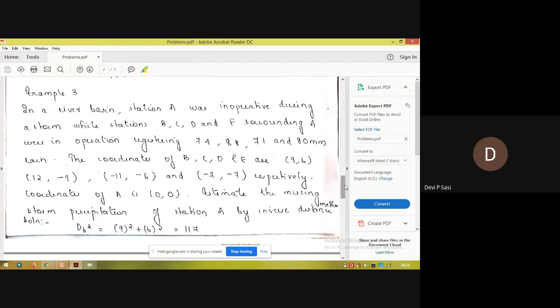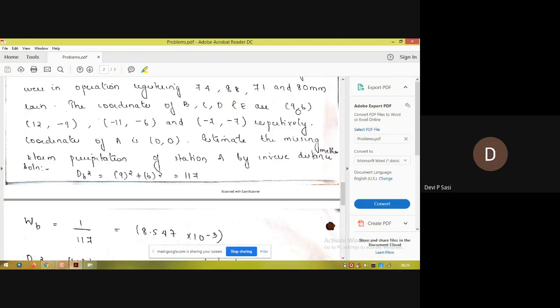Then the coordinates of B, C, D and E are given. You can see the coordinates of B as 9, 6. So for B, x equal to 9 and y equal to 6. Next, for C, the coordinates are 12, minus 9, so x equal to 12 and y equal to minus 9. For D, the coordinates are minus 11 and minus 6. For E, the coordinates are minus 7 and minus 7. And the coordinates of inoperative station A are 0, 0. If it is not given in the question, you should assume it.